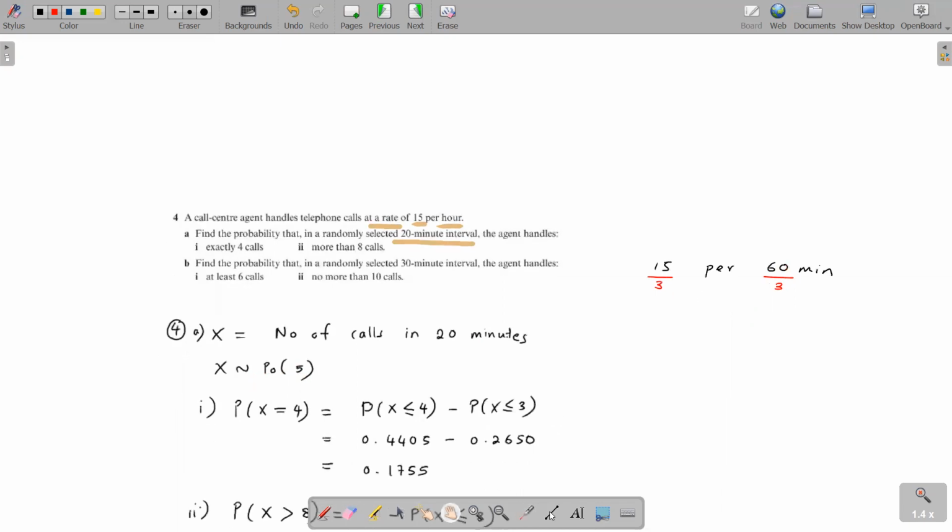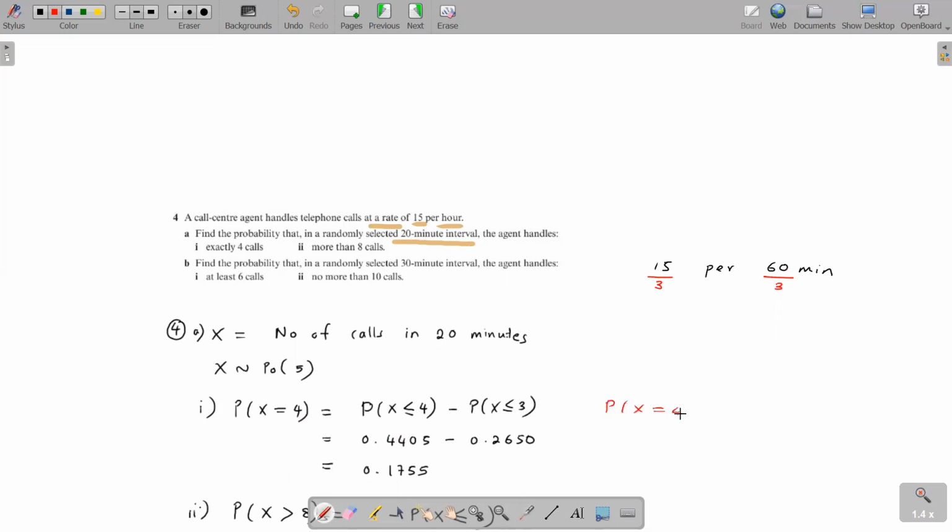Okay, so I need to find now in part 1 the probability that there are exactly 4 calls, which means capital X, the number of calls in a 20-minute interval, is equal to 4. Right, guys? So probability X equal to 4. This, of course, you can do directly also.